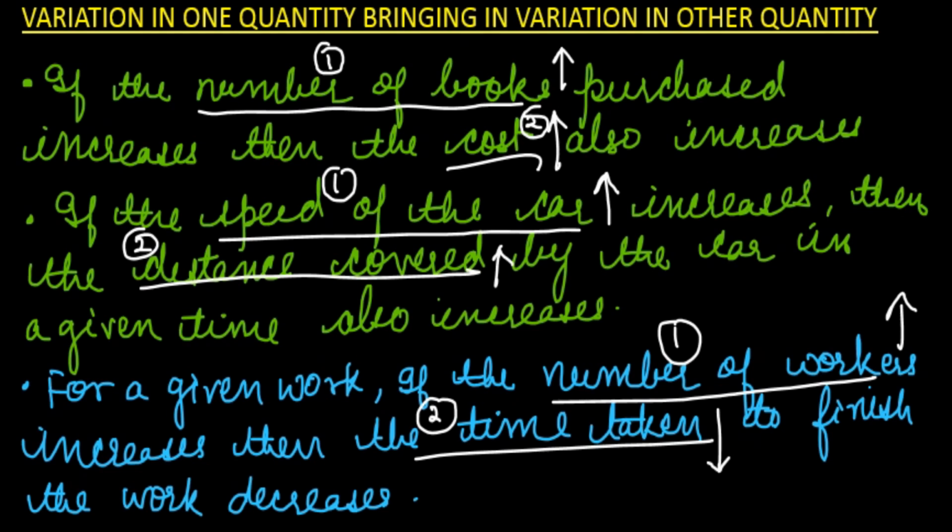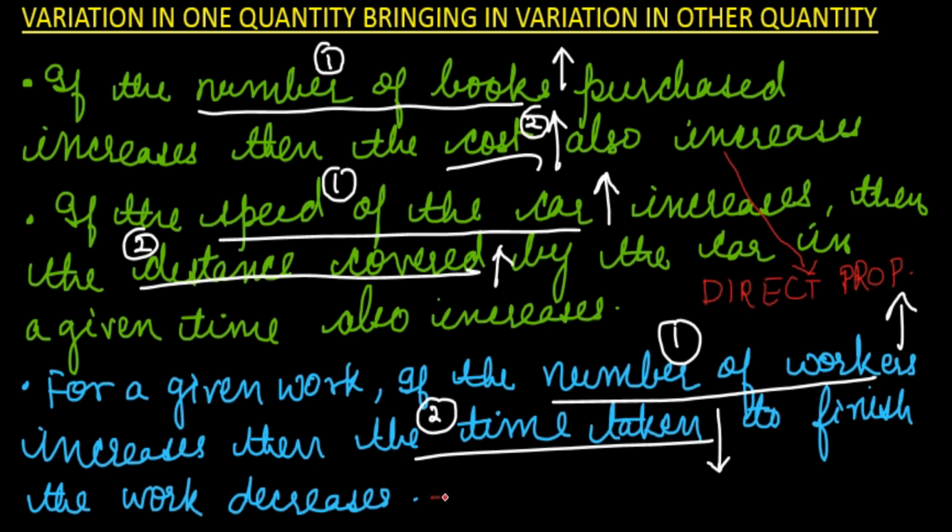So in the first two cases, when one quantity is increasing, the other is also increasing, and these two cases are examples of direct proportion. We say that such two quantities are in direct proportion. When one is increasing, the other is also increasing. When one decreases, the other also decreases. The two quantities are varying in the same direction. That is called direct proportion.